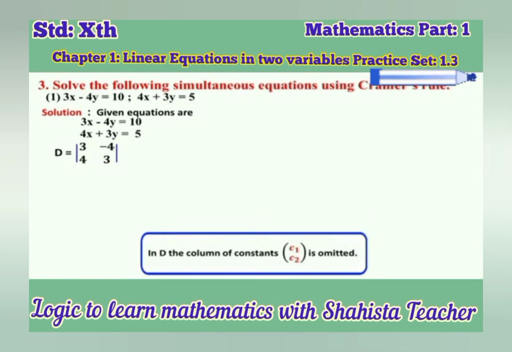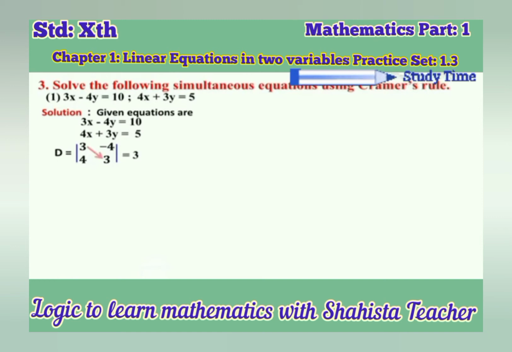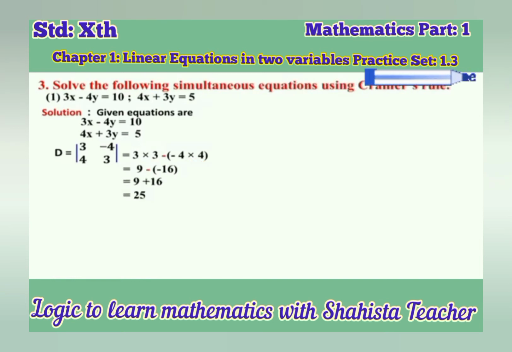So in the determinant, the column of constants c1, c2 is omitted. So 3 multiply by 3, and minus 4 multiply by 4. So 3 threes are 9 minus 4 fours are 16. So minus minus becomes plus. So 9 plus 16 is 25. So determinant D is equal to 25.